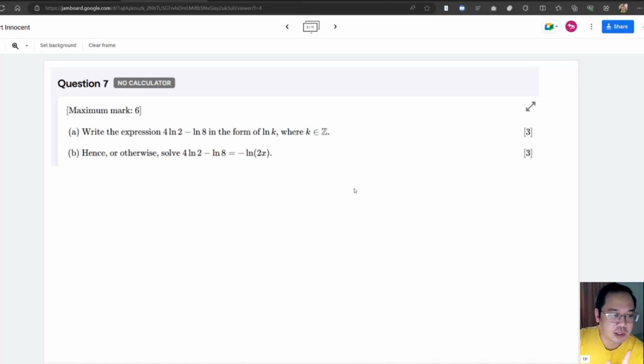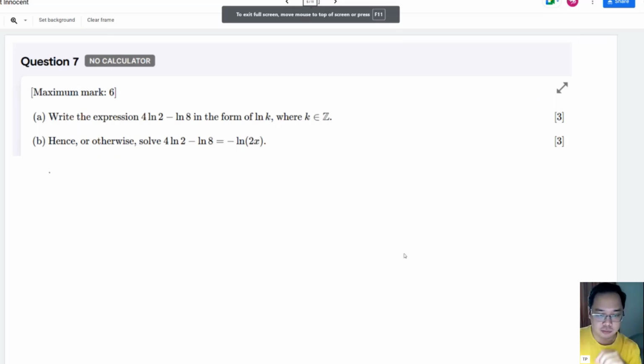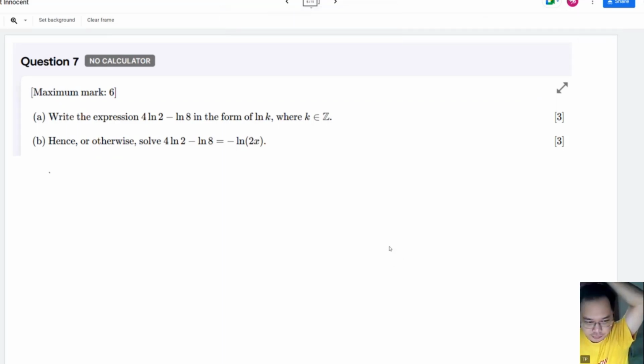Question 7. Write the expression for ln 2 minus ln 8 in the form of ln k. Easy. Form of ln k. Yeah, so you just basically combine the subtraction, the two ln, and find the constant and determine the value k. What is it, like 64 or something? Yeah, 2 times of ln 2.